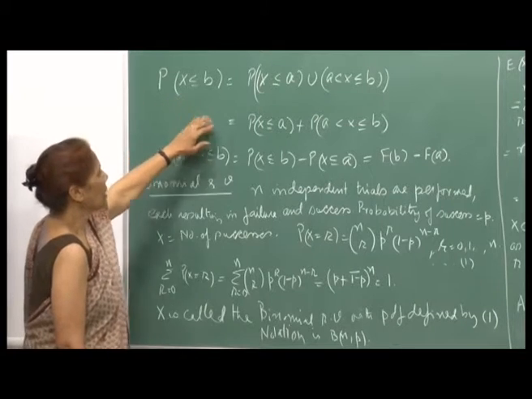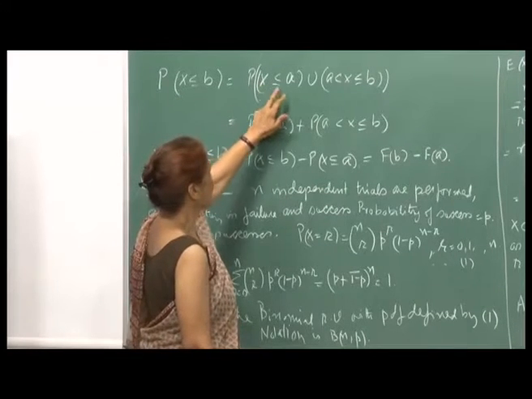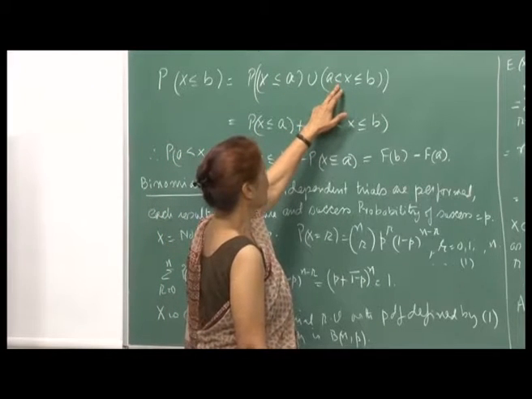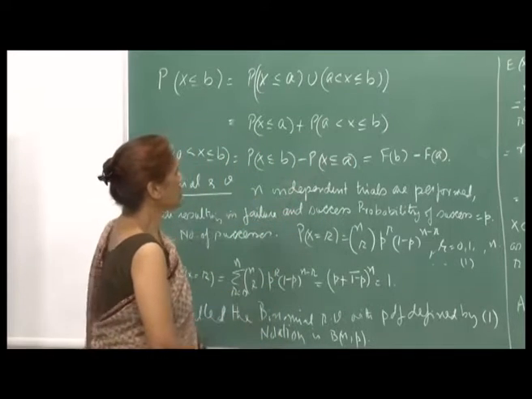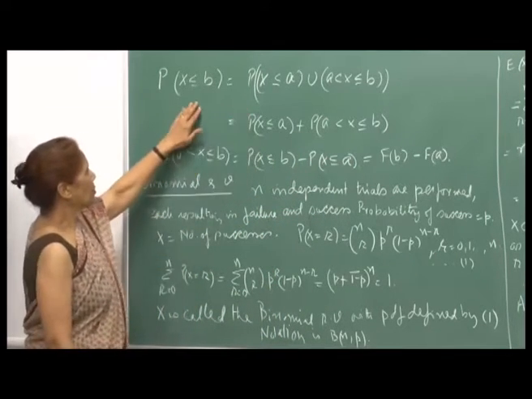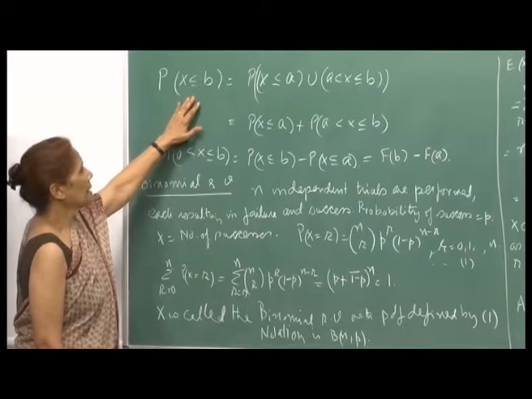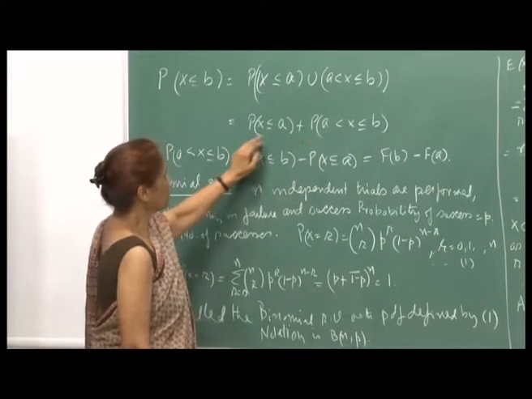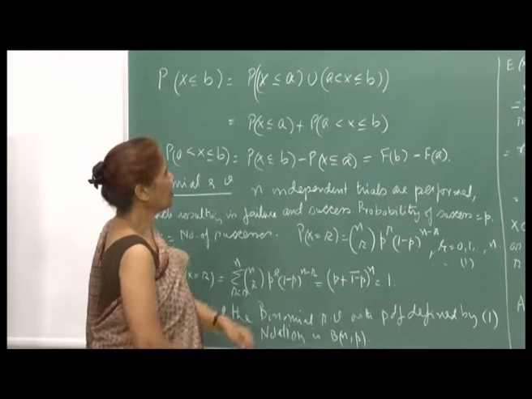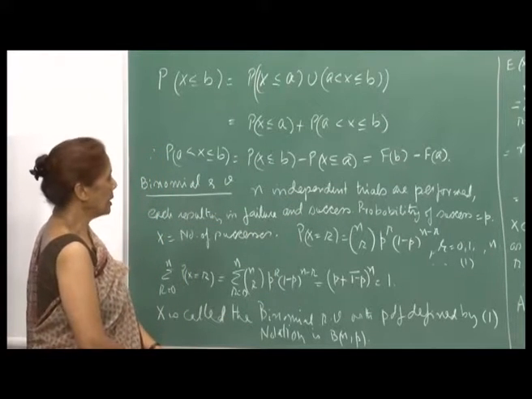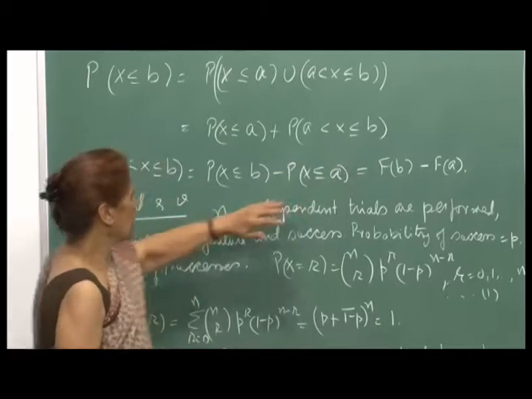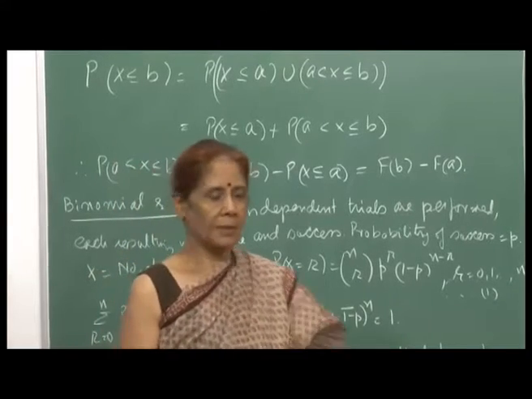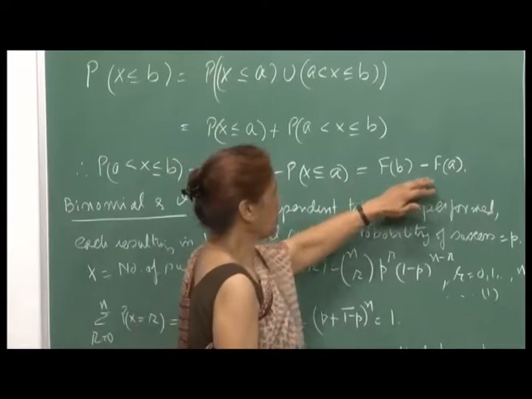You see I am writing the event X less than or equal to b as a union of two disjoint events, X less than or equal to a, union X between a and b, so X strictly greater than a, less than or equal to b. These are two disjoint events and their union is equal to this event. Because they are disjoint, when I take the probability, it will be the sum of the two probabilities. So, probability X less than or equal to a plus probability a less than X less than or equal to b, and so this probability can be written as the difference of probability X less than or equal to b minus probability X less than or equal to a, and therefore, this is F(b) minus F(a).